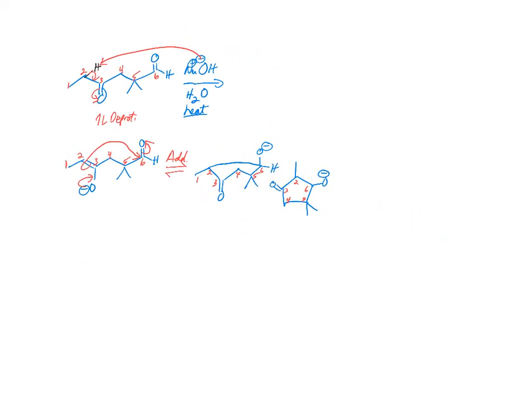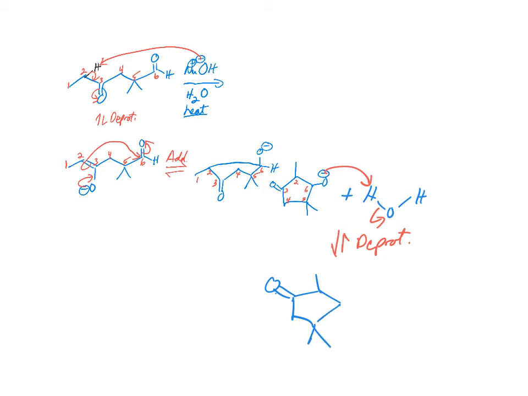All right, then the next step: the water that we originally made from that first step, the O minus is going to take that H. We're going to regenerate OH minus. So a deprotonation. And that's going to make that traditional aldol product. I'm going to bring my carbons. That was 1, 2, 6, 5, 4, 3. That's that aldol product.